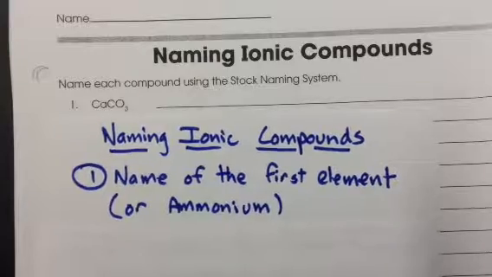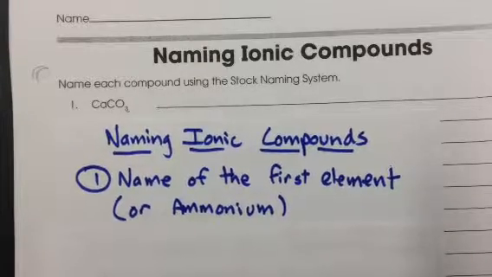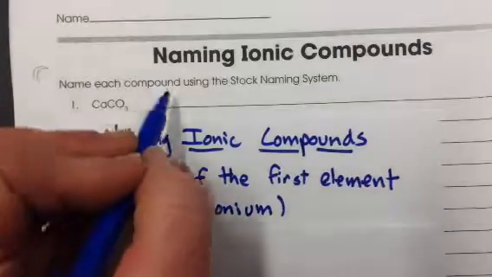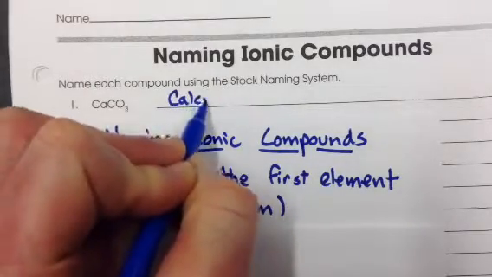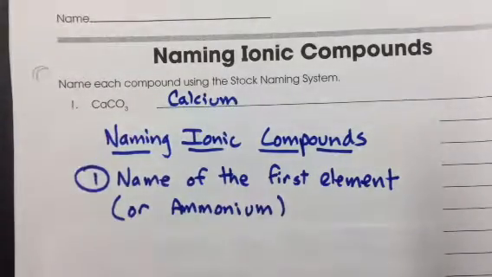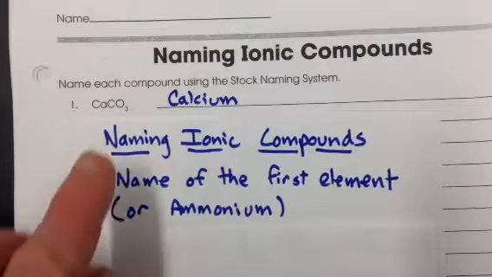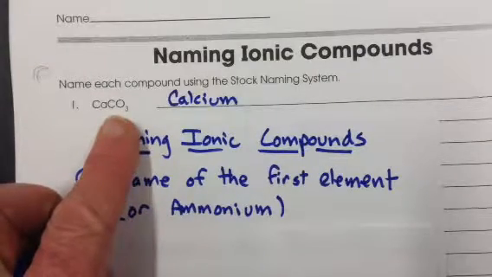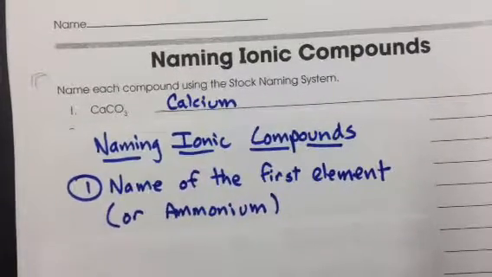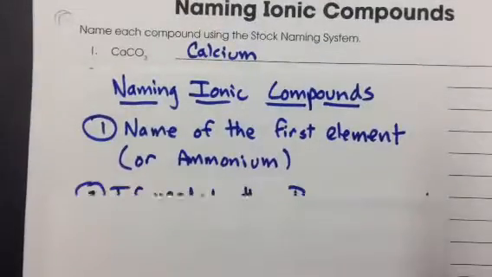That is not ammonium. Our name of the first element is calcium, Ca. So we'll write calcium. And we look, and we know we have a polyatomic ion. Ooh, let's not jump ahead. So that's the first one.